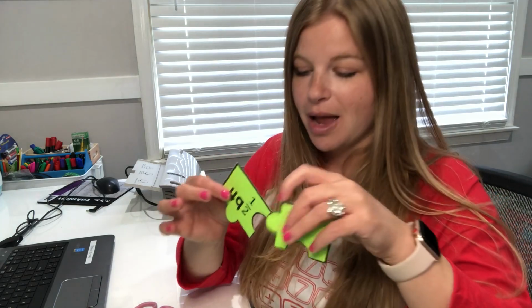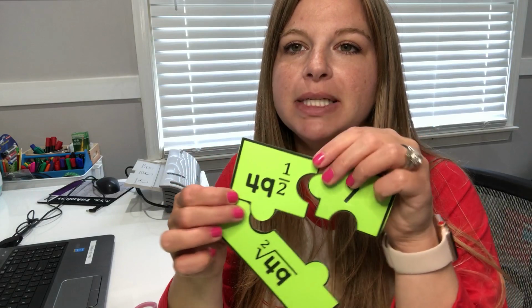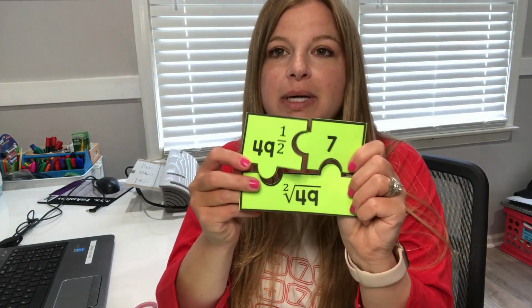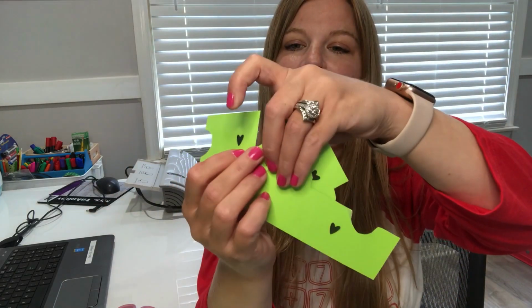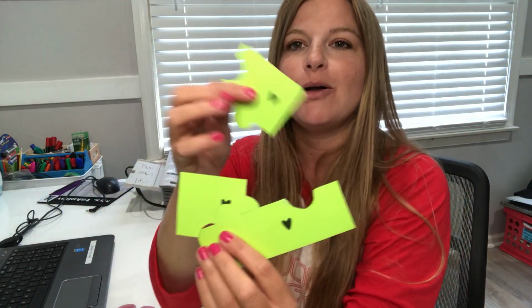So I just took one of those puzzles and I cut it into the 3 pieces. So I have the rational exponent, I have the radical form, and I have my solution. And if I had these pieces all mixed in with the other pieces I cut out, a student would put the puzzle together and then easily be able to flip over all 3 sides. And when they see that they have the exact same symbol on all 3 sides, they know they're correct.